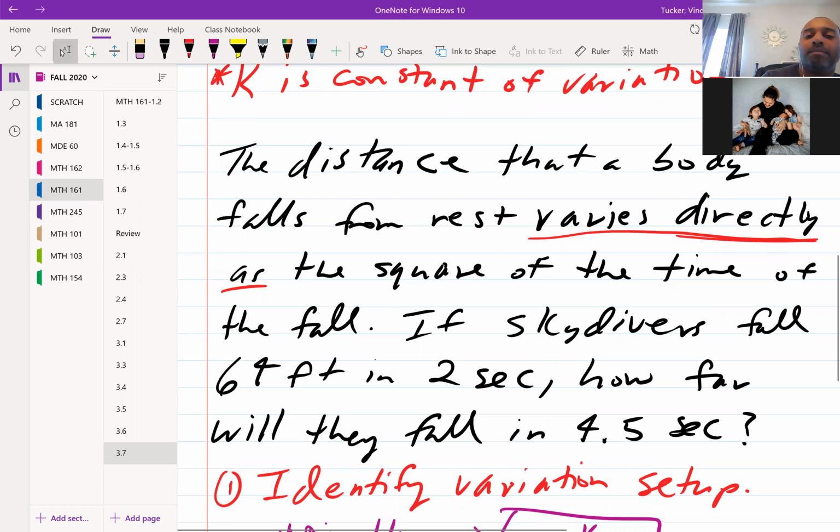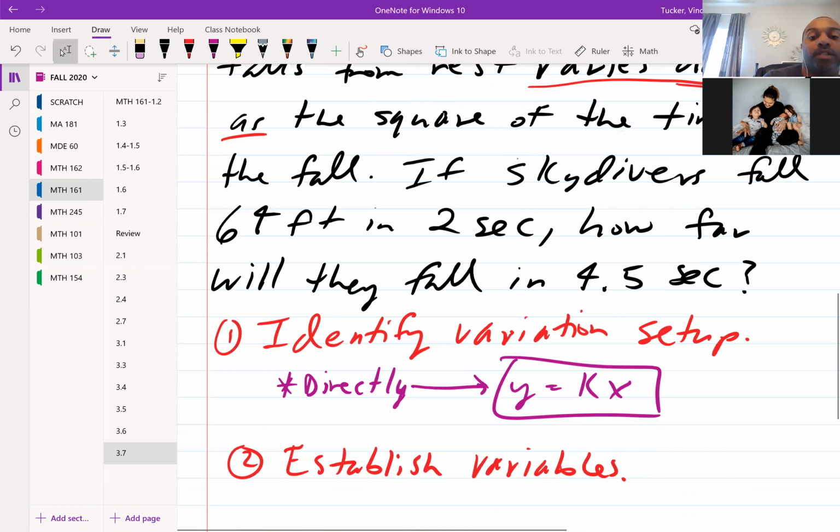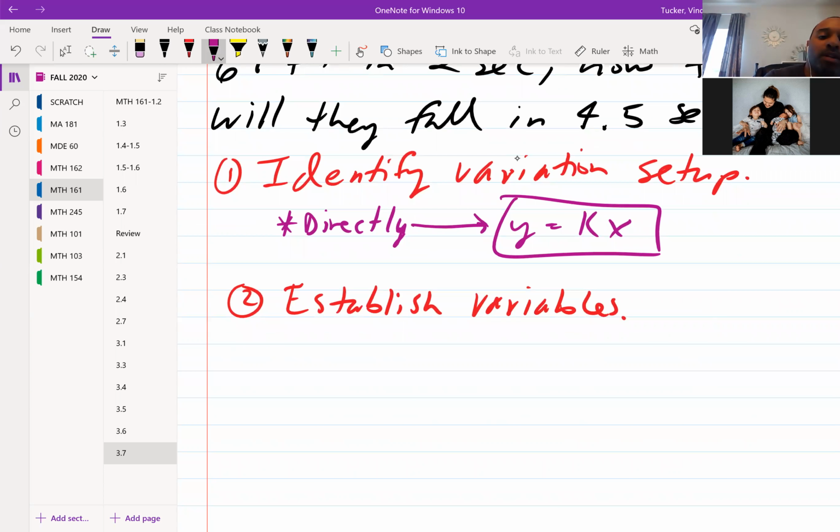So the distance that a body falls from rest is your first variable. We can call it d for distance. It's up to you what you want to call it. It doesn't matter. But what you don't want to do is call it k. Let's say if you had kinetic energy, it would be best if you call that maybe e for energy, because notice you already have k as a part of your relationship. K is your constant of variation, so you don't want to use k again. So just throwing that out there.